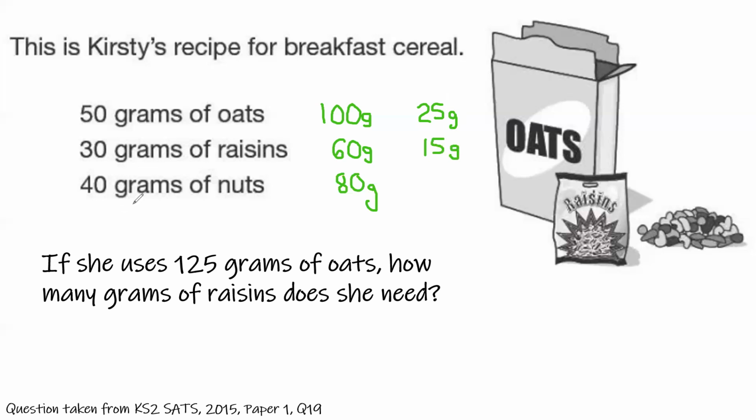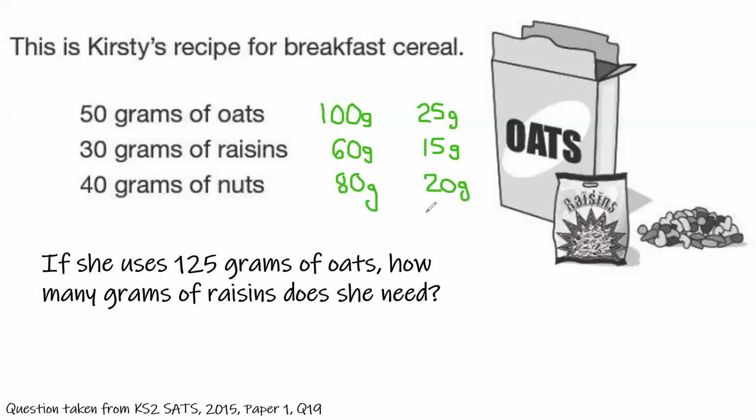And again, as I said before, we don't need it for the question, but it's always good practice to work it out anyway. If we had 40 grams of nuts, each time we're halving it to go from 50 grams of oats to 25 grams of oats. So we're going to halve the number of grams of nuts. We'll go from 40 grams of nuts to 20 grams of nuts. Or half of 40, which is 20.